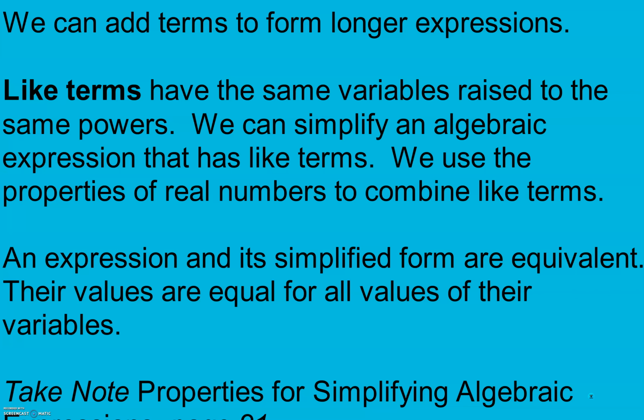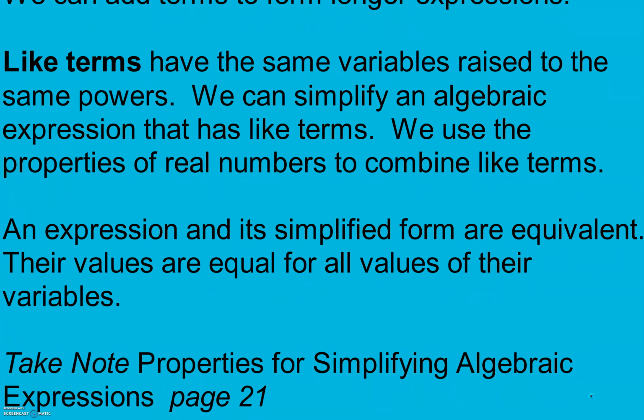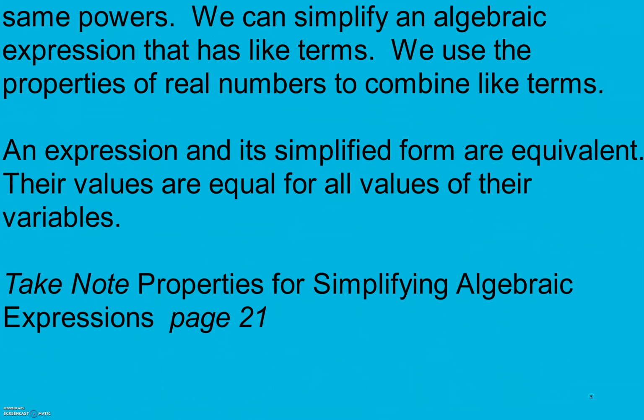There's a take note on page 21 that talks about some properties for simplifying algebraic expressions. Definition of subtraction is just adding the opposite, and that's helpful because once we switch it to addition, we can use the properties that we talked about in section 1.2, commutative, associative, things like that. Definition of division is changing from division to multiplying by the reciprocal, and again, that lets us use those other properties. Distributive property for subtraction is the same as addition, except instead of adding, we subtract. Anytime we multiply by 0, we get 0.